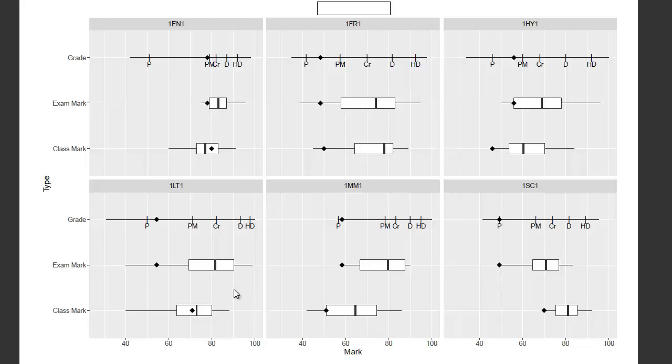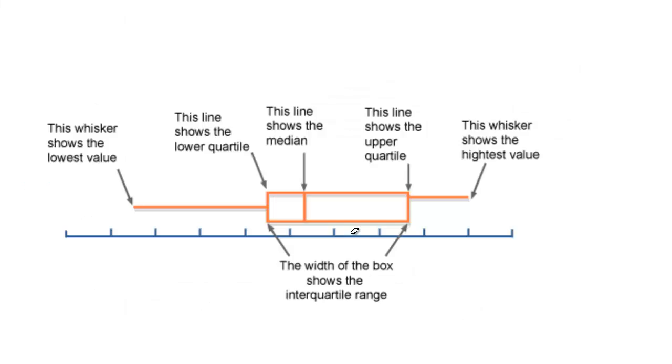Within each panel, I've got box plots, and what I want to do is just quickly look at a sample box plot, just in case you're not familiar with these. Also known as a box and whisker plot, it's broken up into 4 different sections. The middle, this bit right here, is the median, which is the 50th percentile, which means that half the marks are below that and half the marks are above that.